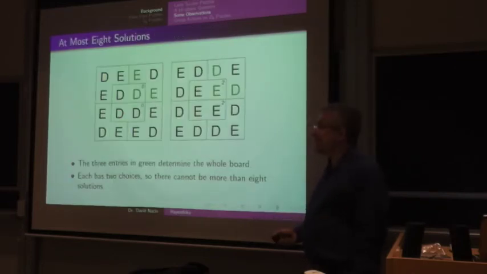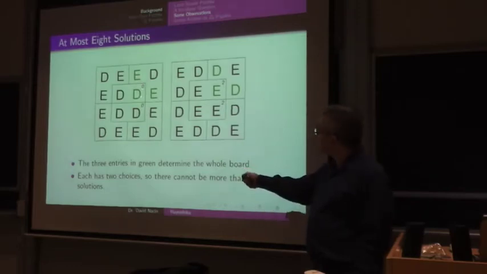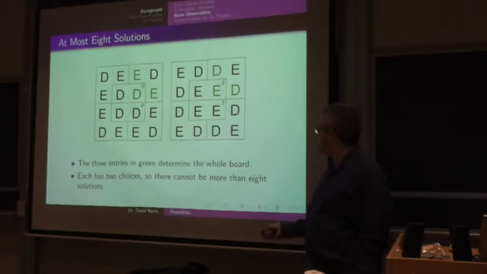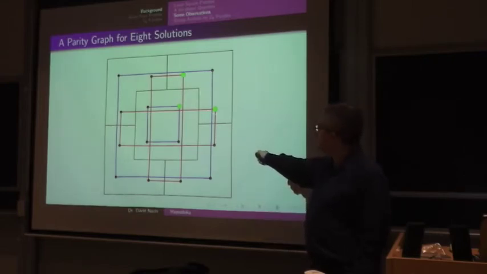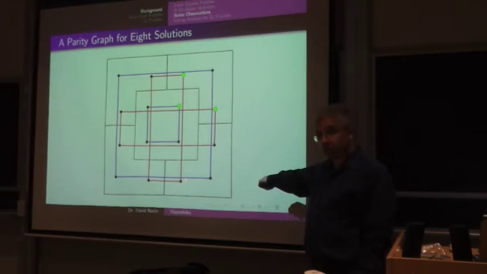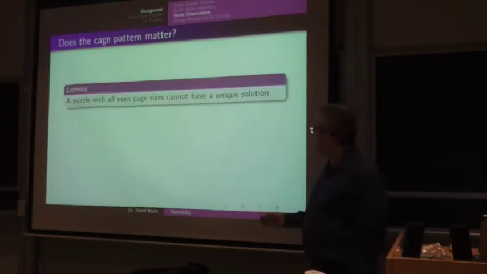But I also know that I'm guaranteed to have at most 8 solutions because the board is determined by these 3 entries and there's 2 choices for each of them. So this even will determine these 4, this even will determine these 4, this odd will determine the center, and once I know what these evens are, there's only going to be 1 possibility for that odd. So this shows me that there's going to be no more than 8 solutions. So if it's solvable, then it has exactly 8 solutions. And what we basically did is we broke the board down into a parity graph. From this entry and this entry and this entry, these two allowed us to get that, so we had 1 vertex in each of these cycles, and these cycles covered the entire board. This is a trick we're going to return to later.